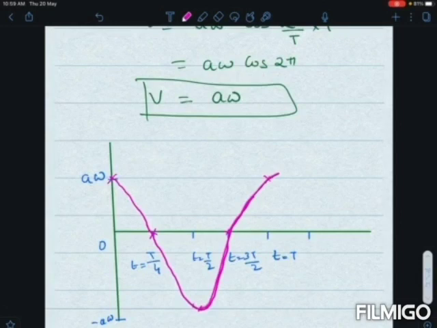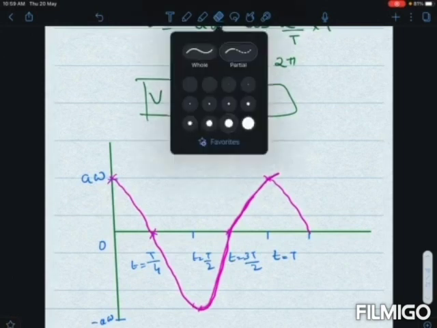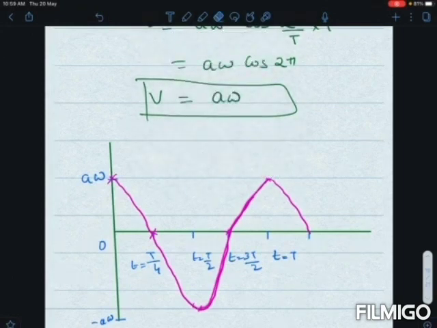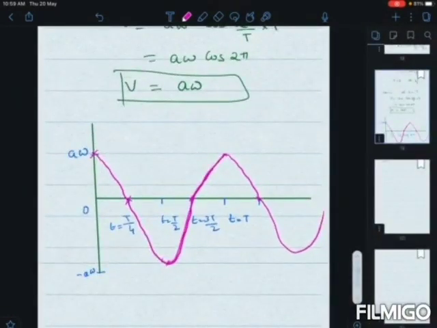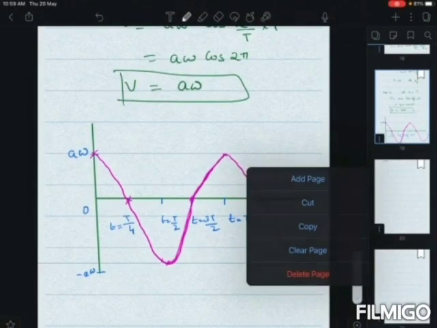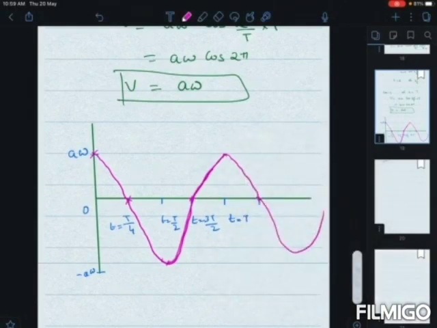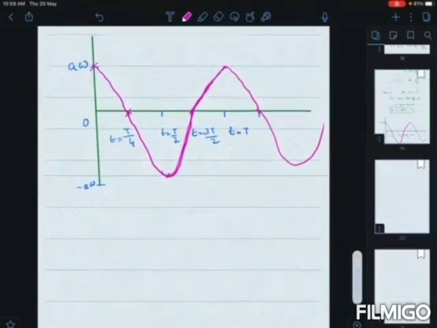Okay. So now it will again go to 0, and then it will continue as it is periodic motion. Now we have to talk about the acceleration. So I'll just add a few more pages. So, about the acceleration.